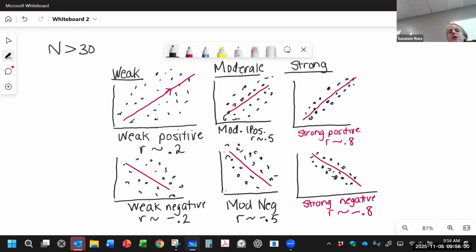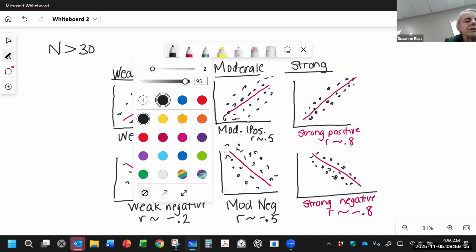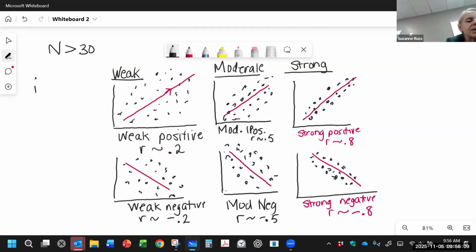There are two other kinds of relationships that we could have. First off, we could plot some points and we could have just nothing going on at all. Like we look at our data and we don't even know where to draw the line. We can't even tell if it's positive or negative.